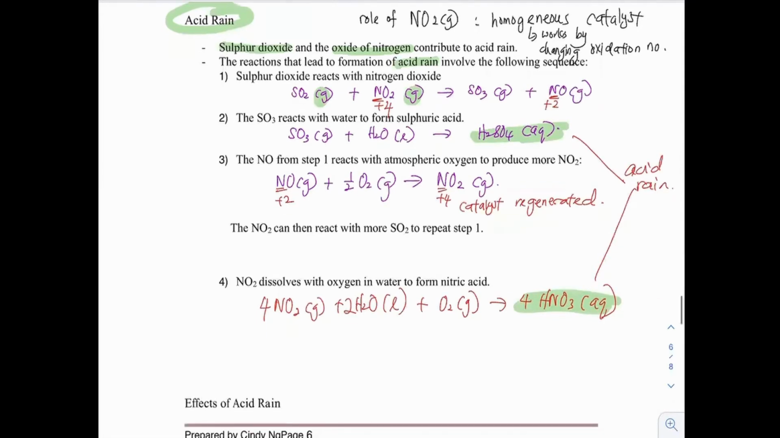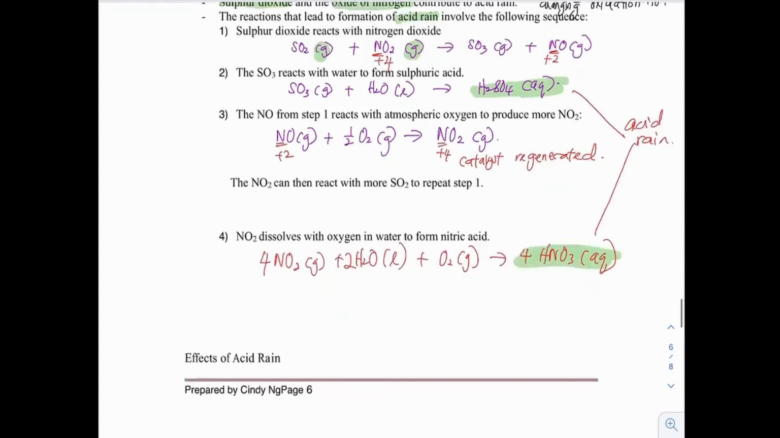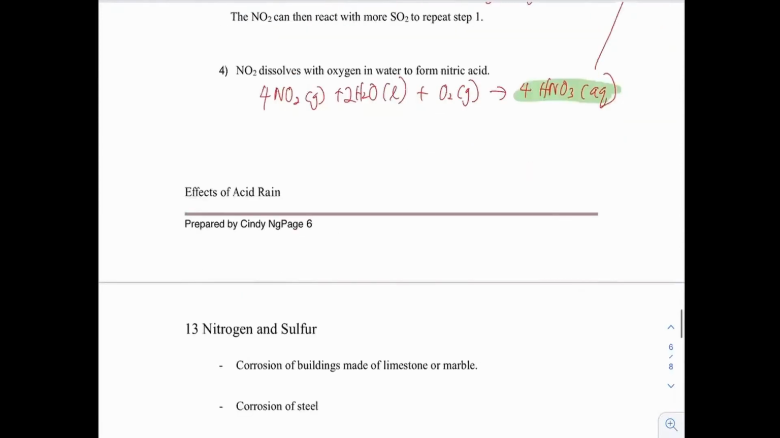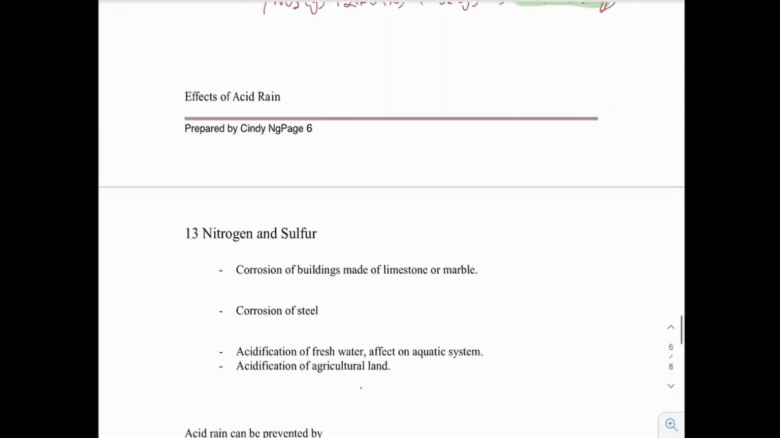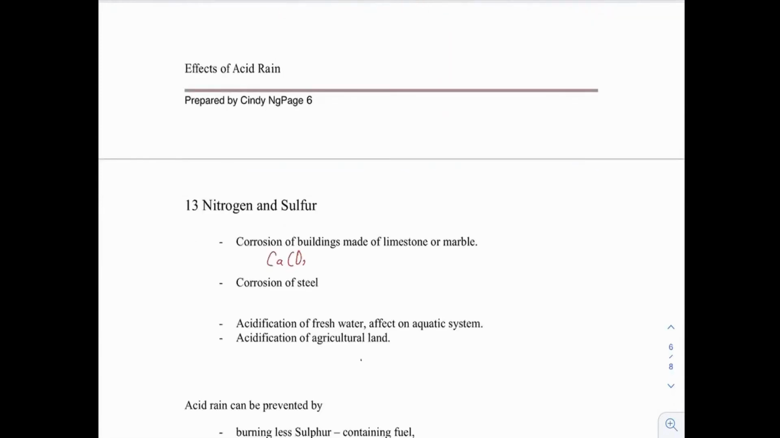Now we take a look at the effect of the acid rain on limestone. Yesterday we talked about it: calcium carbonate is a limestone. You'll get calcium sulfate plus H2O plus CO2. So it corrodes the carbonate, which becomes sulfate.